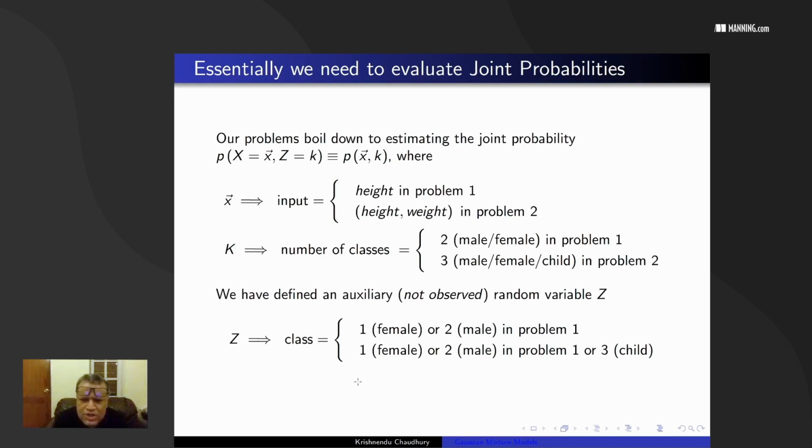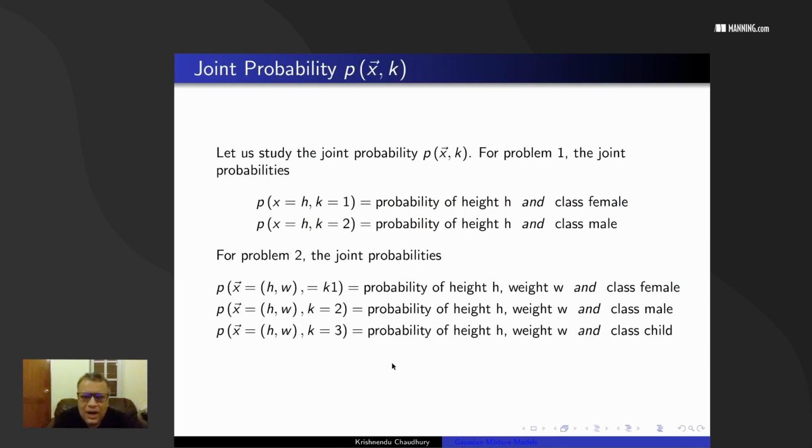We have also defined an auxiliary variable called z. Why auxiliary? Because we do not have any observation corresponding to it. It's kind of like a hidden variable, so its value is not coming in as part of the input. However, this auxiliary variable is going to represent class. We have no idea at this point how we are going to get its value, but it's going to represent class. So in problem 1, z can take the value 1, meaning female, or 2, meaning male. And in problem 2, the auxiliary variable z can take 3 values, 1 for female, 2 for male, and 3 for child.